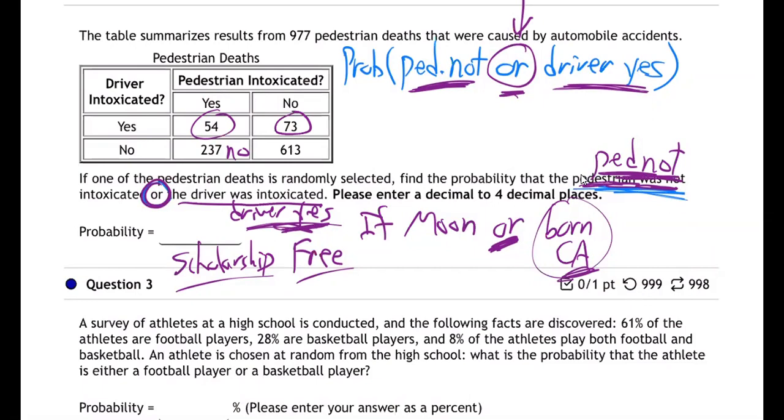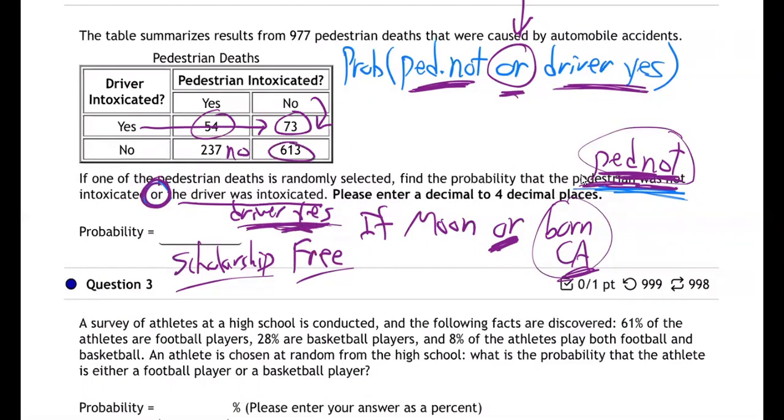Let's go over here to these 73. They are driver yes, pedestrian no. What do you think? Are they in the group? Are they either pedestrian not or driver yes? Yes. Yeah, because they're driver yes. Well, in fact, they're both, aren't they? They're doubly in. They've been to the moon and they were born in California, so to speak. They're meeting both sides. They can totally have the scholarship, right?